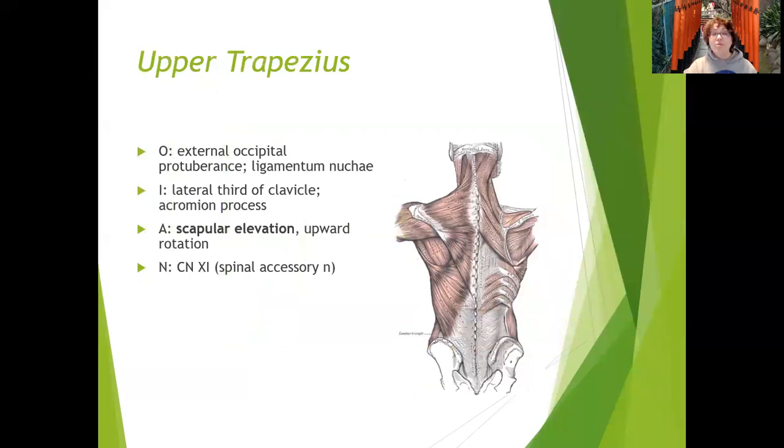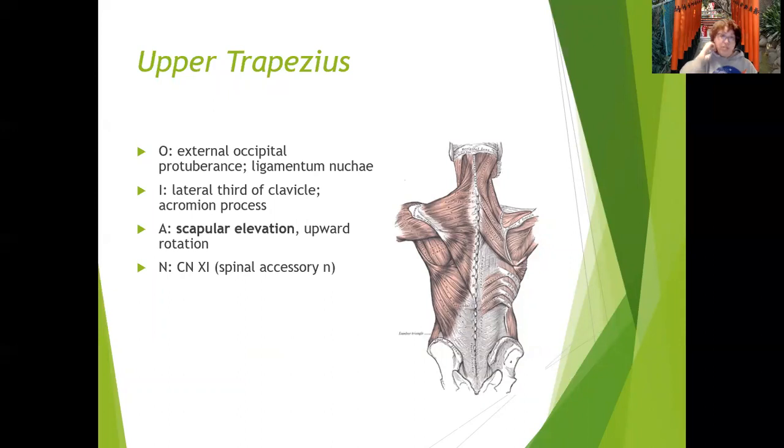So when we divide it out into the upper trapezius, remember it's got to elevate the scapula. So part of it's got to be attached to the scapula, right? And then part of it has to be higher so it can elevate the scapula, superior to the scapula. So its origin, its superior attachment, is the external occipital protuberance, which is the knot on the back of your head. So we'll look at that in a minute.